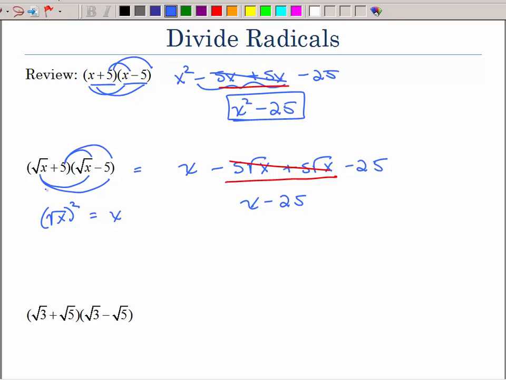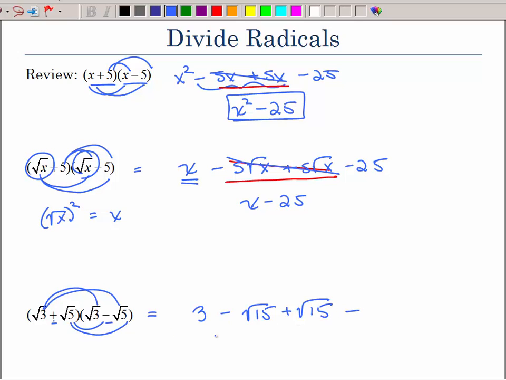Also notice what happened is that we started out with a square root and we don't have a square root anymore. Let's look at this one last thing. Hopefully you're going to see the pattern. If you have a positive and a negative, those middle terms are going to cancel out. The square root of 3 times the square root of 3 is just 3. Then we have negative square root of 15, positive square root of 15. But look here, it's going to be negative.